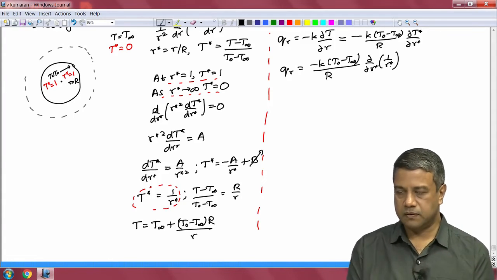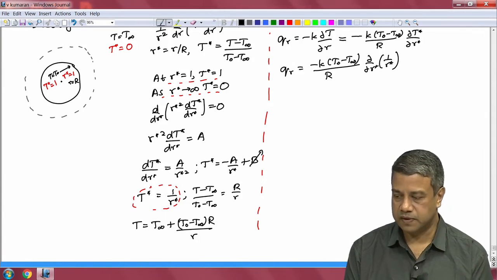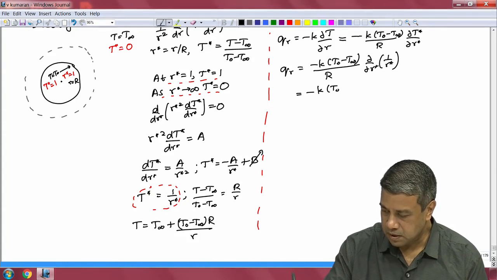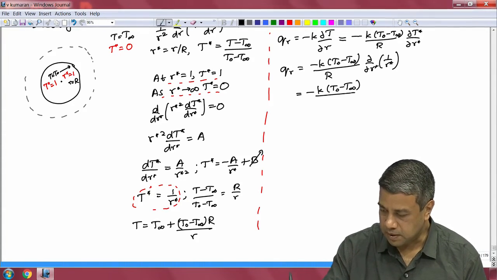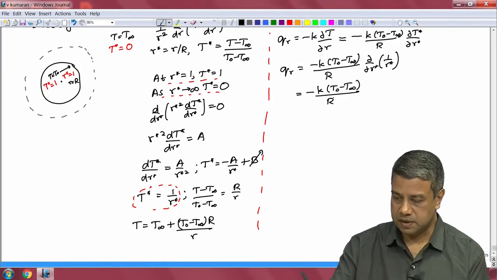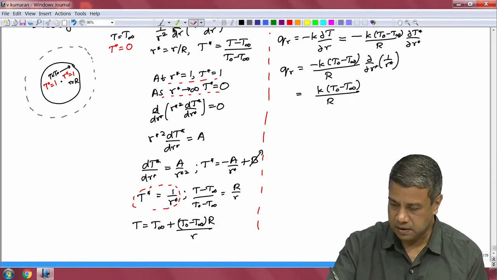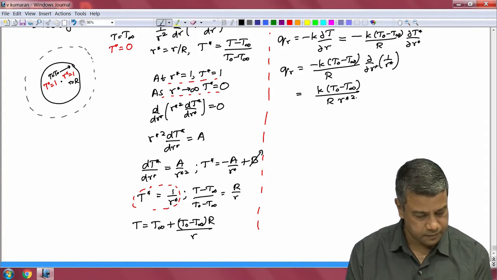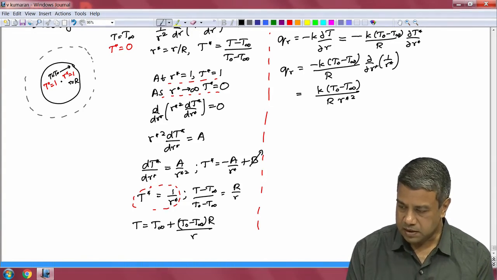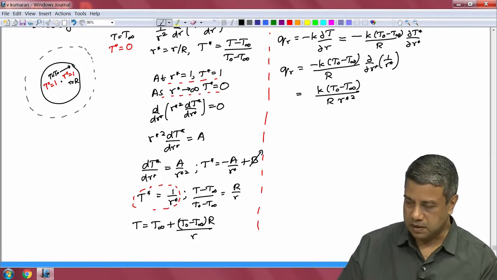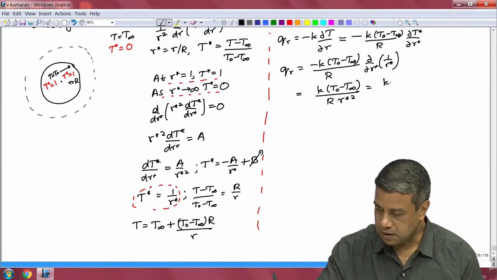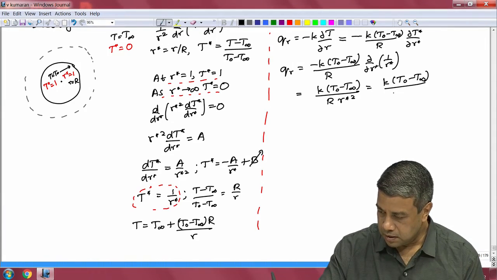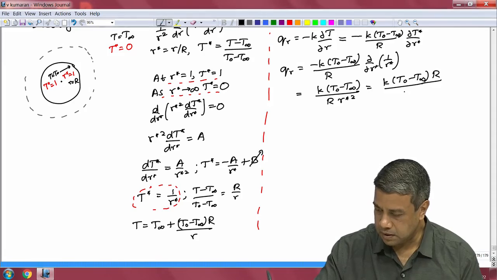d by dr star of 1 over r star is minus 1 over r star square. So, this becomes equal to minus k into (T naught minus T infinity) by R into minus 1 over r star square. So, I can remove this negative sign and I just get 1 over r star square. And since r star is small r by capital R, this just becomes equal to k into (T naught minus T infinity) by R into R square by r square.